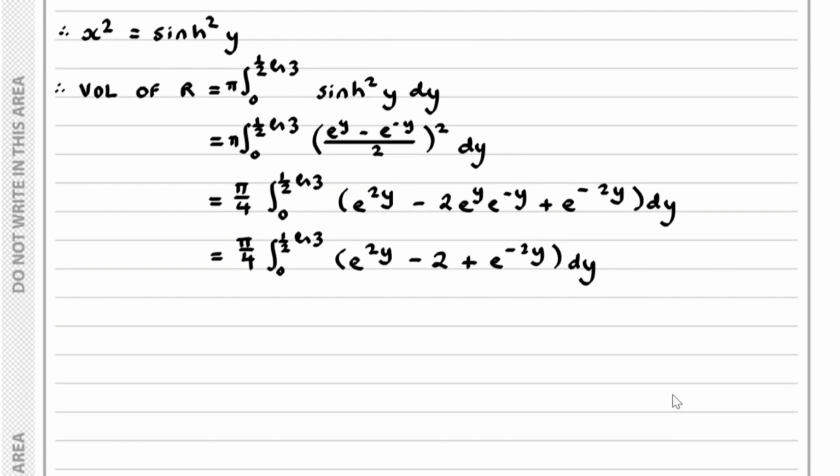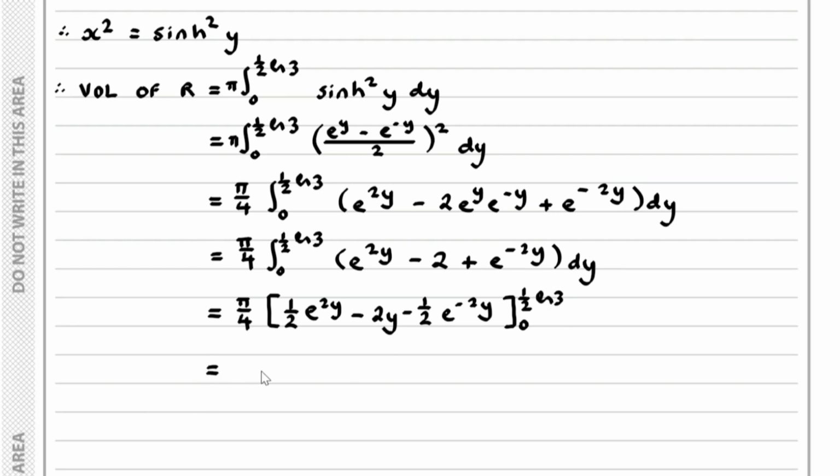So if we tidy all of this up and integrate, we've got pi over 4 times, well, integrating e to the 2y, we've got 1/2 e to the 2y. Integrating minus 2, we've got minus 2y. And integrating e to the minus 2y, we've got minus 1/2 e to the minus 2y. And we're evaluating this between 0 and 1/2 times the natural log of 3.